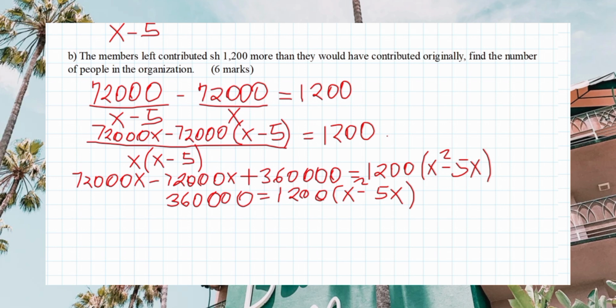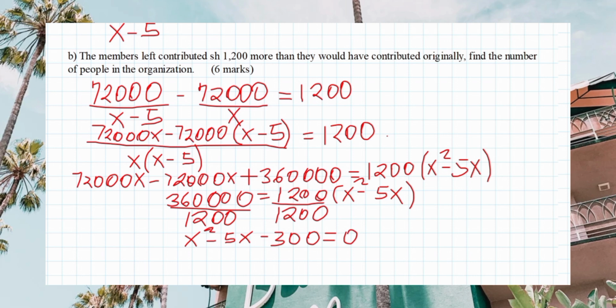If you divide by 1,200 here, you also do the same to the other side. You also divide by 1,200 on that side. And so you are left with x squared take away 5x, take away 300, equal to 0. You will realize that you have now formed a quadratic equation, and once you solve it, you will get the value of x.